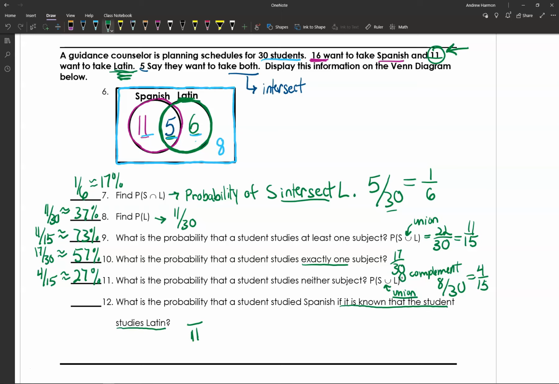Now, out of those 11 students, what's the probability of getting a student that also studies Spanish? So if we look at that, we see that there are 5 students in that Latin group that also study Spanish. So it's going to be 5 out of 11. That is our probability. And 5 out of 11 is approximately 45%.